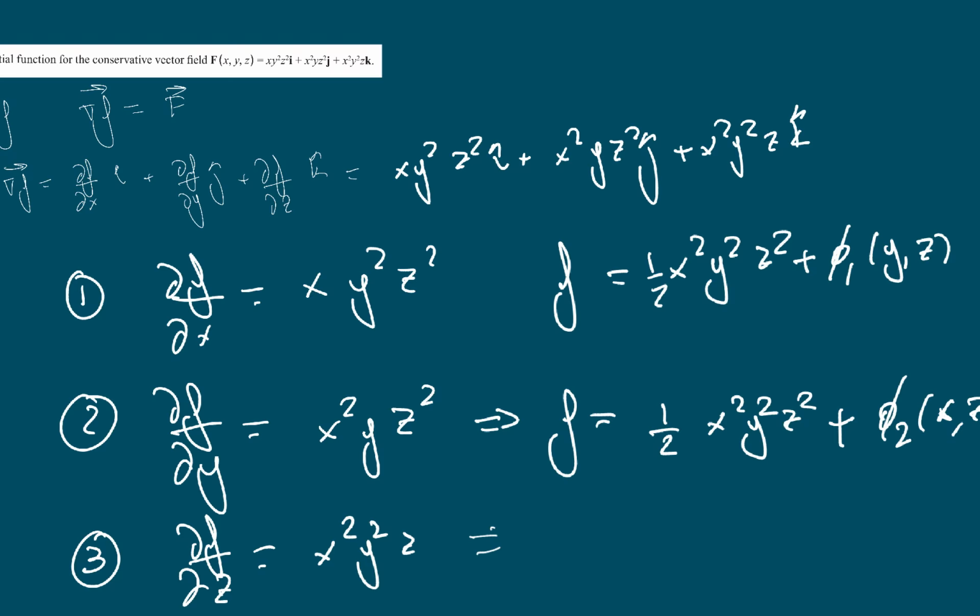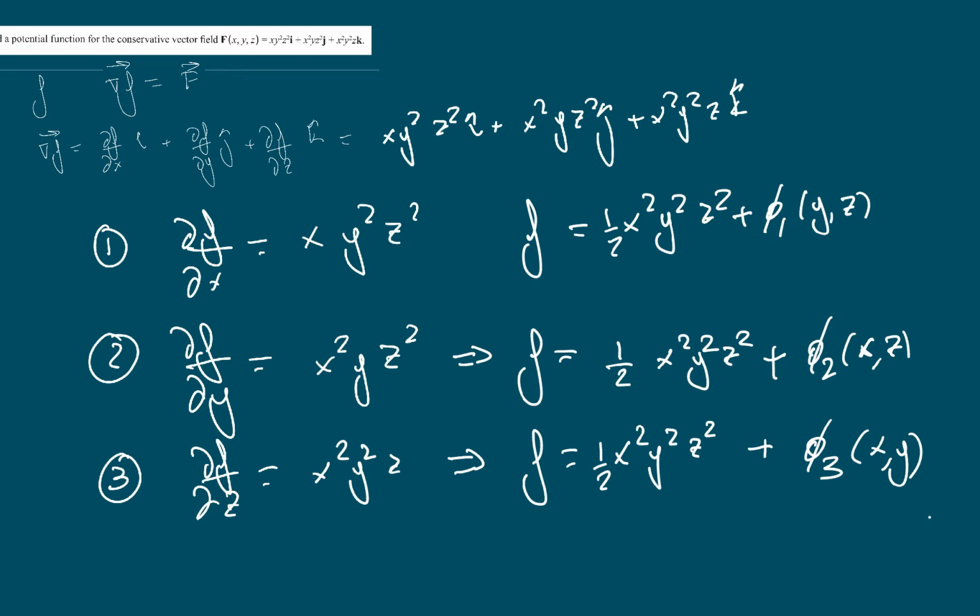And what would be f here? Well, the partial derivative of f with respect to z should be x squared y squared z. So if I choose f to be 1/2 x squared y squared z squared, when I take the derivative, I will obtain this expression. And same again, if I add phi 3 of x comma y, an arbitrary phi 3, it also works.